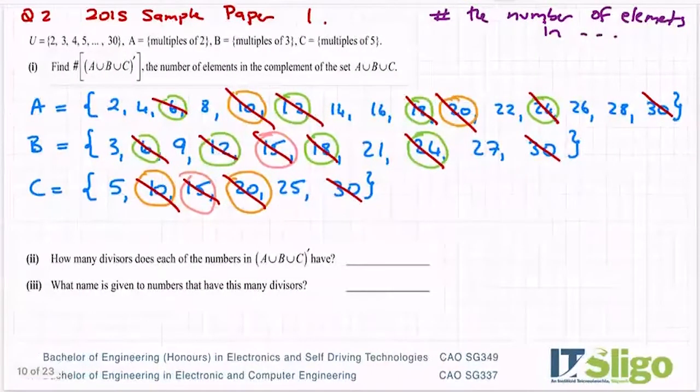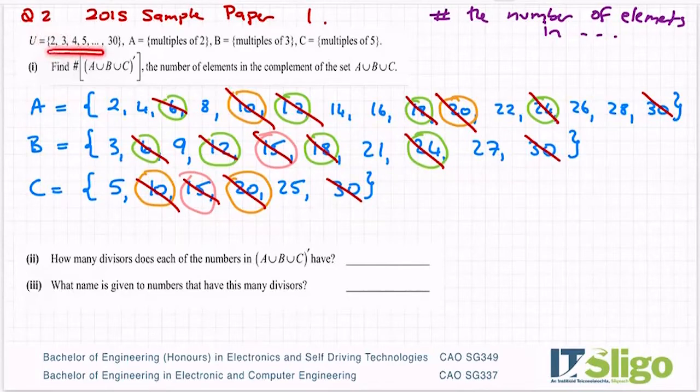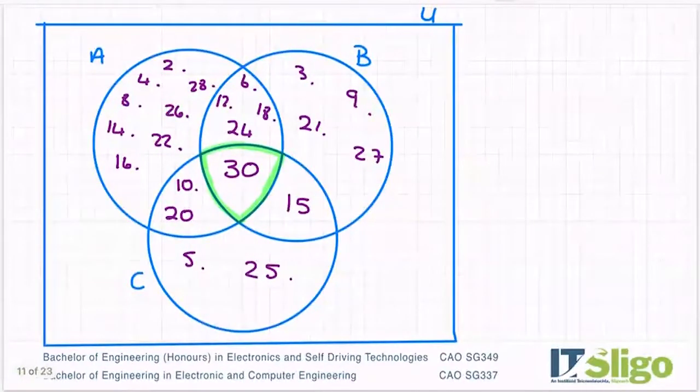So again, you have two ways of doing this. You can write out the universal set, which is all the numbers from 2 to 30. They could have started it at 1. In fact, they can start it at any number they want, but they've chosen to start it at 2. So 2 to 30 is my universal set. You can write them all out here and cross them off if you wish, or you can do it here.